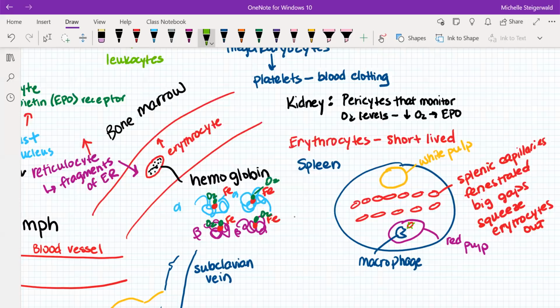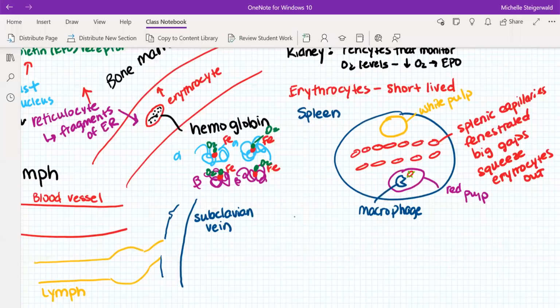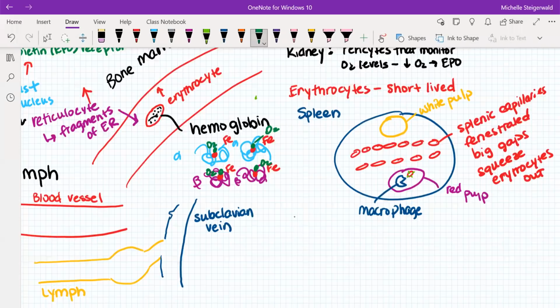So if a macrophage is eating this, to recycle this erythrocyte, it's going to recycle the iron because we can use iron. We need a lot of iron, so we want to recycle as much of that as possible.